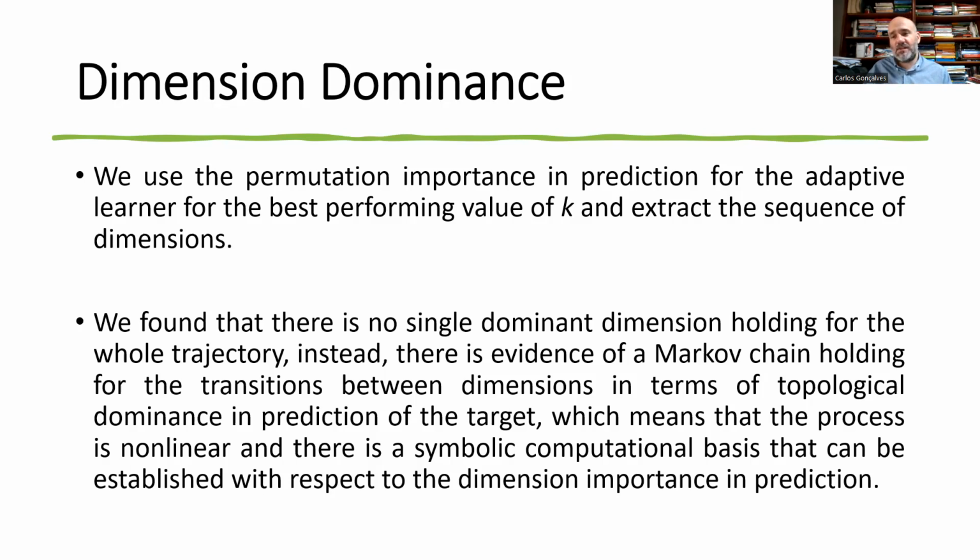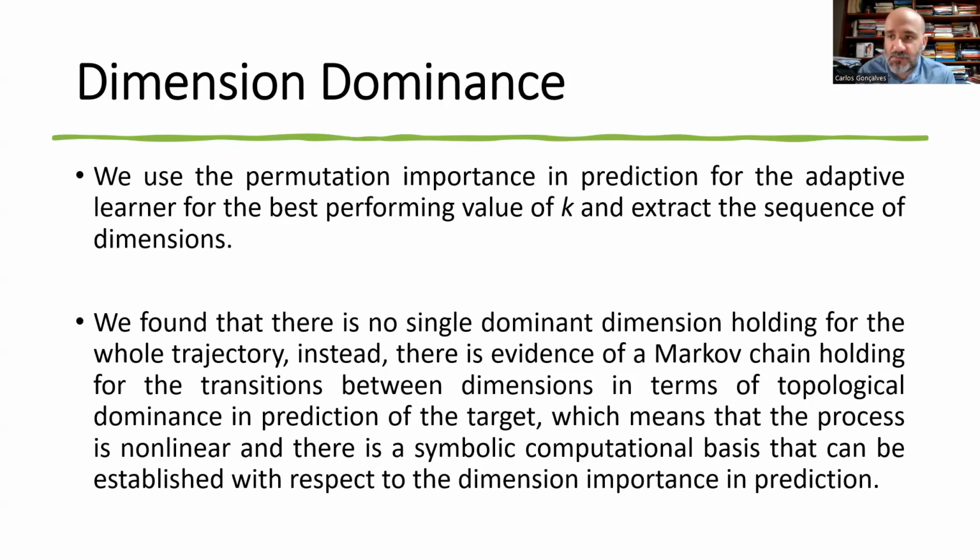Another point is if Markov stability was found, but the equilibrium probability and the transition matrices for the different dimensions, the Markov transition matrix would lead to no specific dominant dimension, but to a transition between dimensions. And we found evidence of a Markov chain holding, with the Markov property holding in general between the dimensions in terms of topological dominance in prediction of the target, which means that the process is nonlinear, and there is a symbolic computational basis that can be established with respect to dimension importance in prediction.